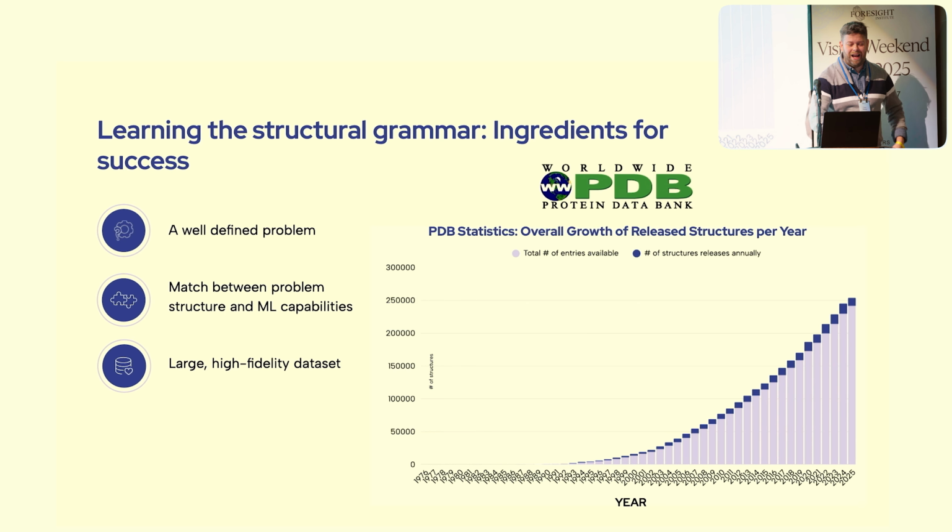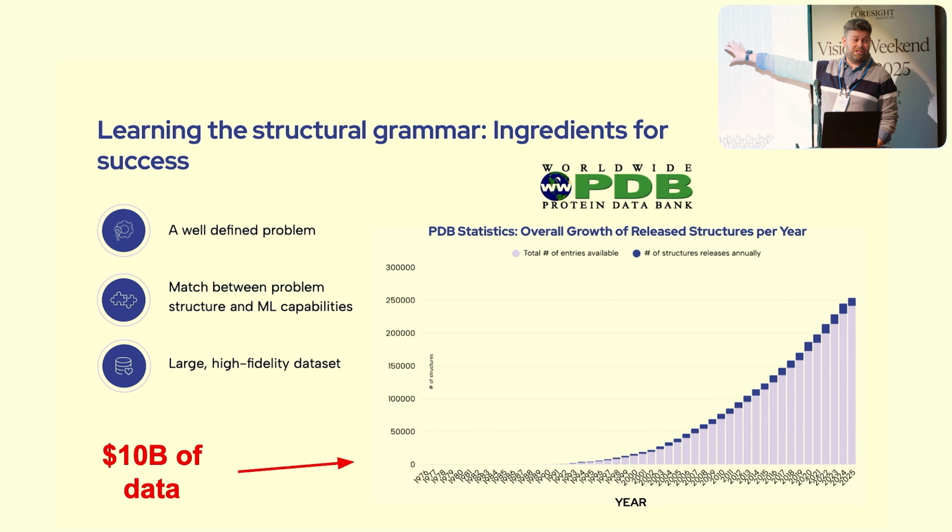Oh, there it is. We had some advantages to this. One is it was a really well-defined problem. It was a match, eventually, between the problem structure and the ML capabilities. And we had a large, high-fidelity data set. And we brought a community together. That was actually maybe the biggest part, is a community coming here. But this is tens of billions of dollars of data, if you talk about how much this cost.